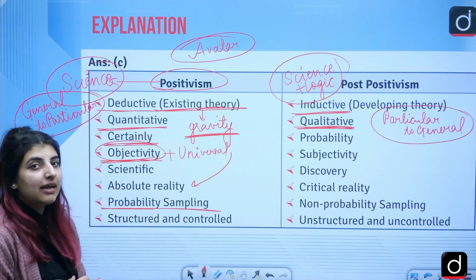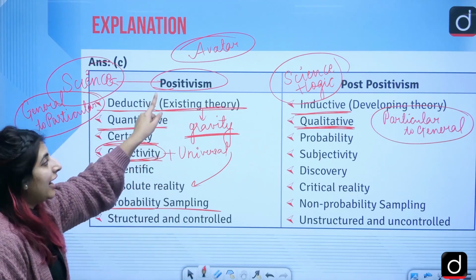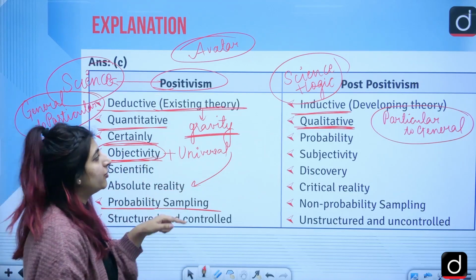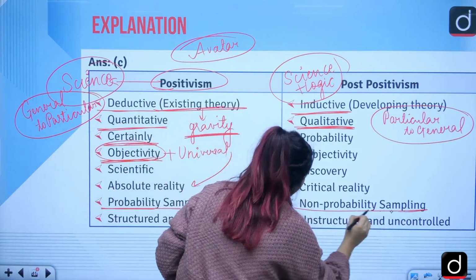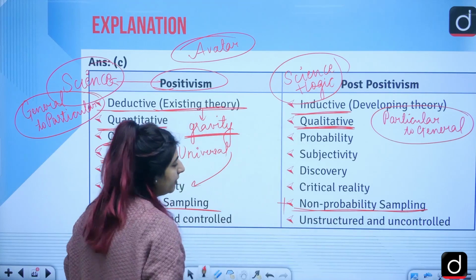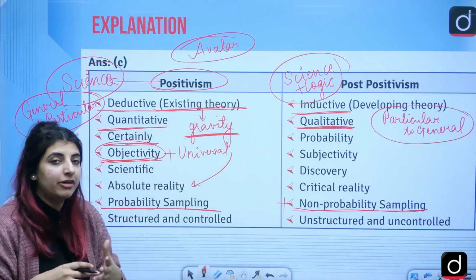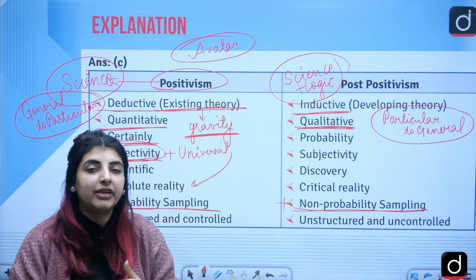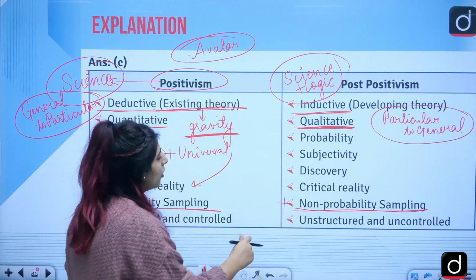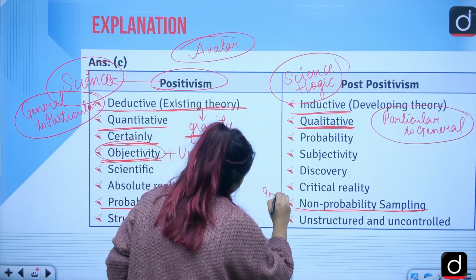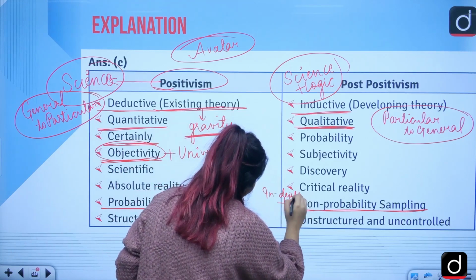So probability sampling is used in positivism, and non-probability sampling is used in post-positivism, because here in non-probability, if you would have watched the previous videos, you would have seen how I have made you all realize, or how I have made you all memorize the probability and non-probability sampling techniques, right? If we talk about non-probability sampling techniques, their in-depth analysis is done based on convenience.